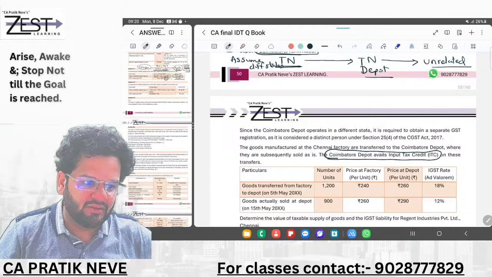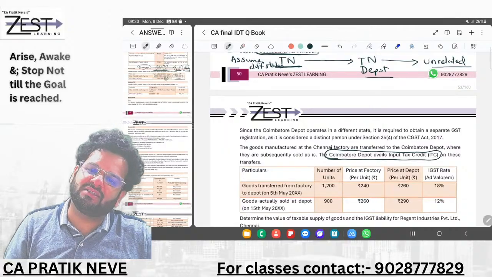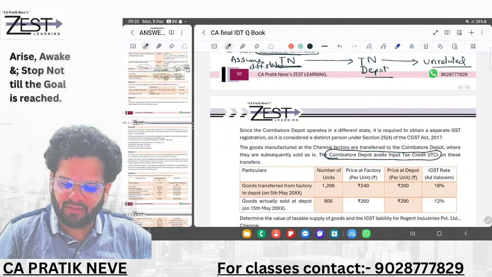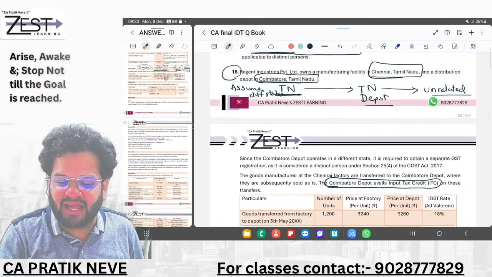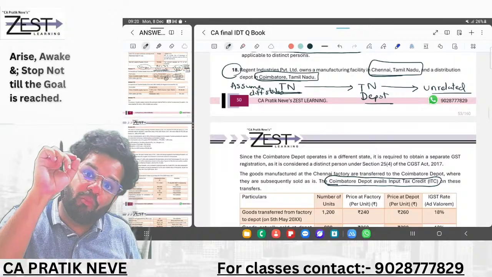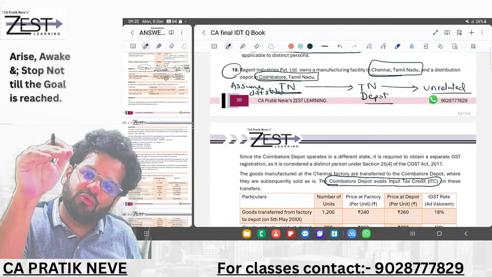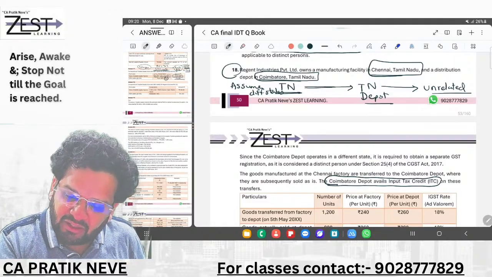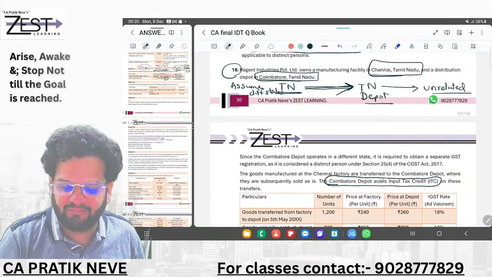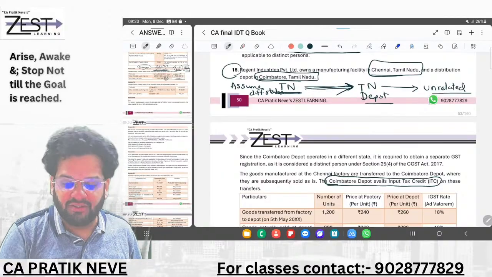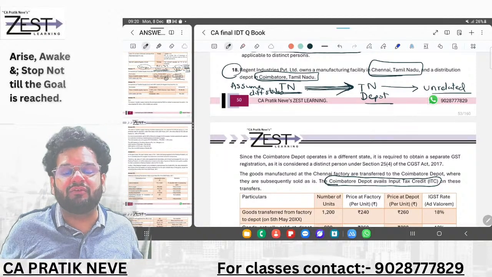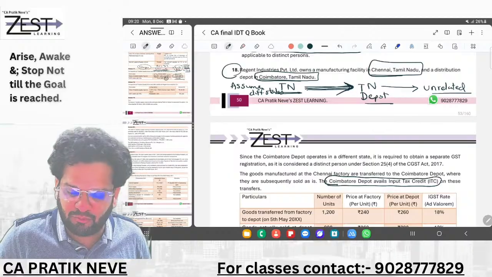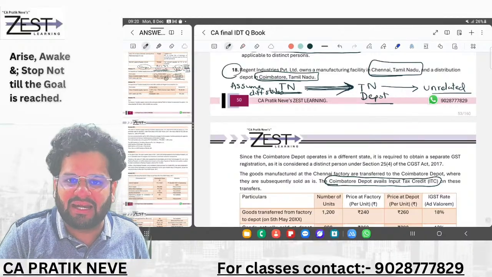So if Coimbatore depot is availing ITC, then there is a straightforward thing given that the open market value will be the price at which these two are dealing. The price at which the distinct persons deal with each other, that itself will be open market value. That may be applied.